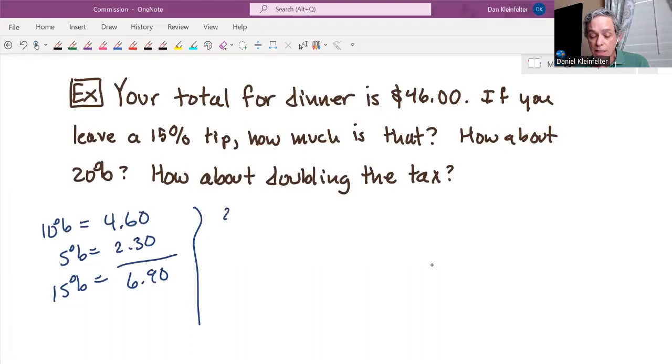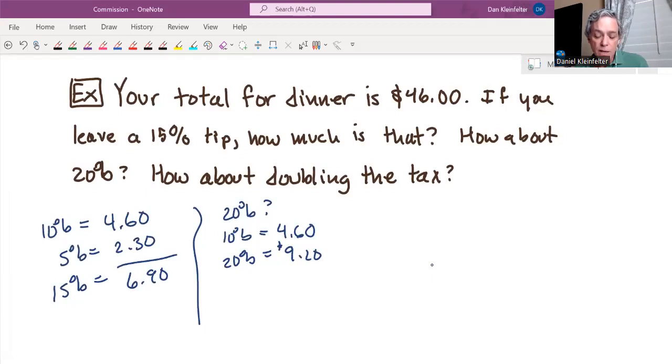For a 20% tip, I would again figure out 10%. 10% is easy to calculate, right? That's the $4.60. If you were to make 20%, then you're multiplying 10% by 2, and that's going to be $9.20. Okay, for a 20% tip.